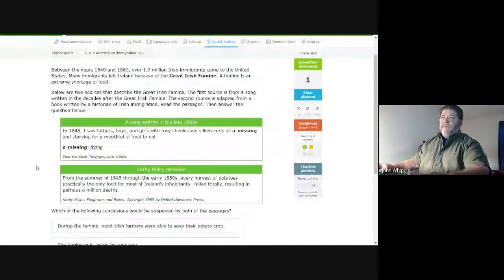Between the years 1840 and 1860, over 1.7 million Irish immigrants came to the United States. Many immigrants left Ireland because of the Great Irish Potato Famine. A famine is an extreme shortage of food. Below are two sources that describe the Great Irish Famine. The first source is from a song written in the decades after the Great Irish Famine. The second source is adapted from a book written by a historian of Irish immigration. Read the passages, then answer the question below.